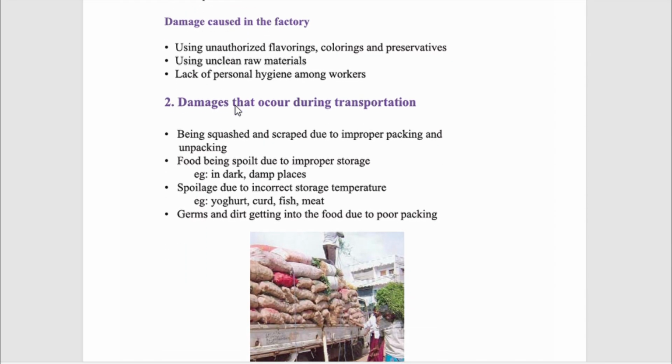Damage caused in the factory: use of unauthorized flavorings. This is very important. Colorings, preservatives, especially when you are purchasing any kind of packed items. You should not just consider the date of expiry or manufacture, or the price. Just check the ingredients. There are some I can't mention anyway; I think you all know about that. If they add a lot of those preservatives and colors, it's not good. Always go for natural things.